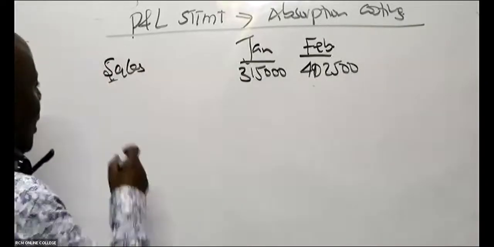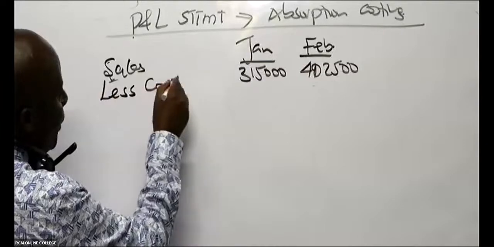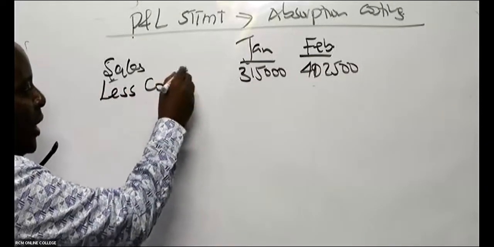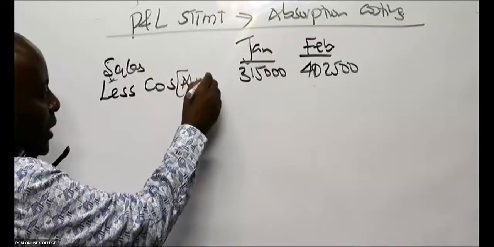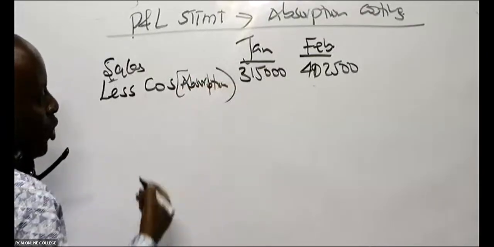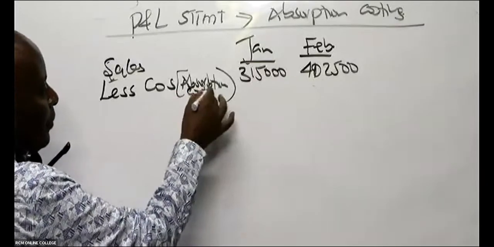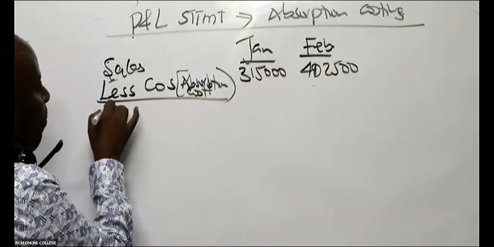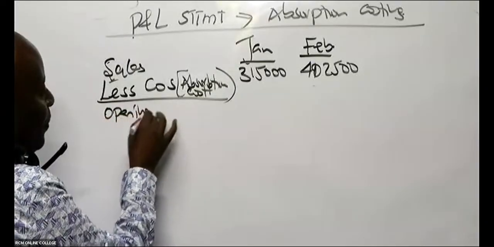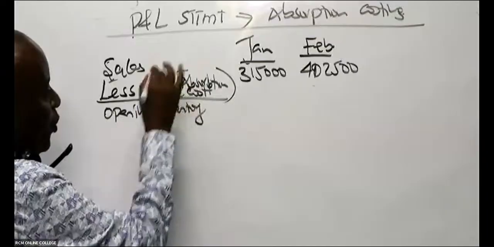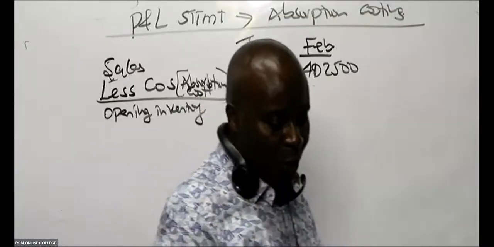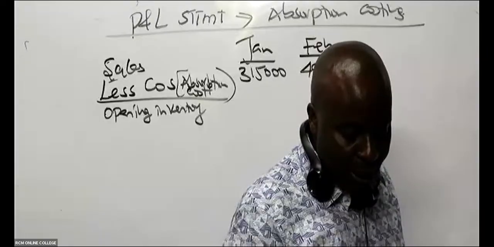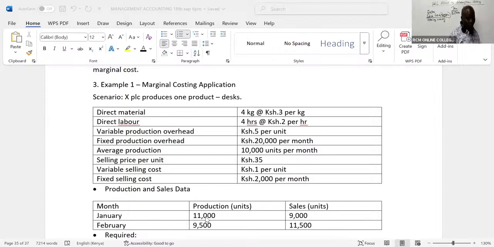So in this case here, we less cost of sales. Now, I don't use the word marginal. I can come inside here and say, these are the ones absorbed. Absorption costing, isn't it? So we start, ladies and gentlemen, with the opening inventory. In the month of January, we produced 11,000 and we only sold 9,000.